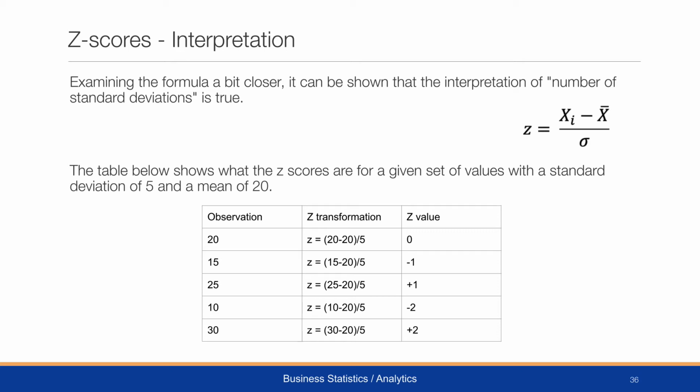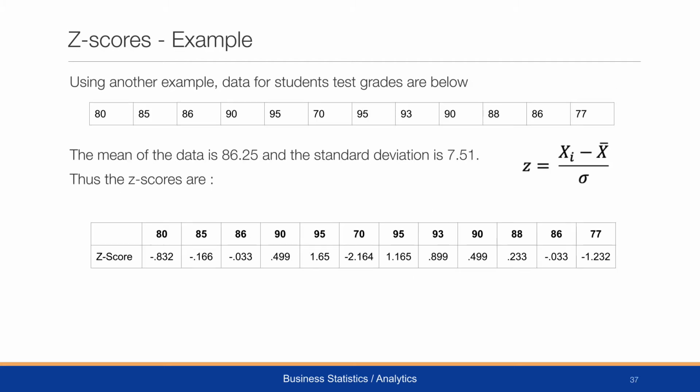The same holds true on the right side. If we have 25 minus 20, the distance between that is 5, which is equivalent to 1 standard deviation. And computing the z-score, we see that it's +1, or 1 standard deviation away from the mean. If we had an observation of 10 and another one of 30, it would be -2 and +2, respectively, in terms of the z-scores.